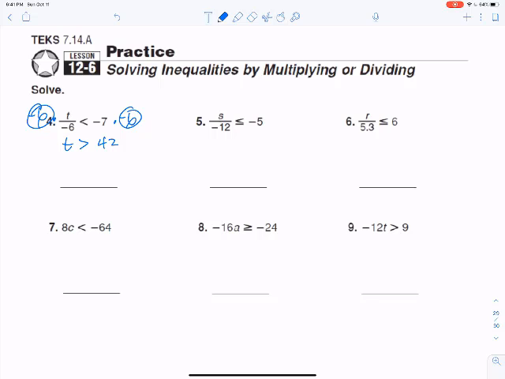Okay? So that is solving and graphing one-step inequalities. So until tomorrow, I'll talk to you later.